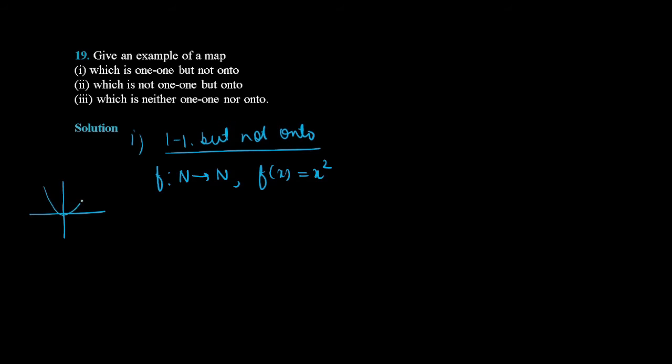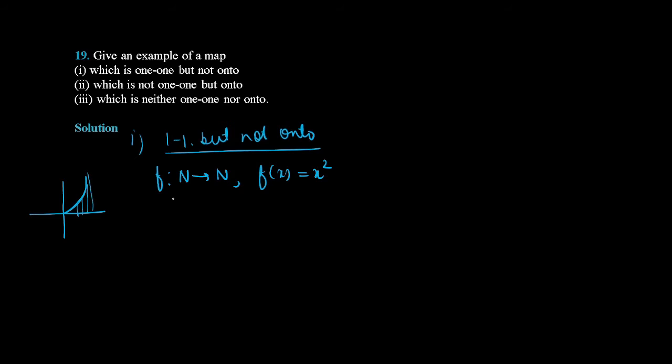So this is my x square function, right? Now I want these numbers from N to N. N to N means we can take only positive numbers. We cannot take negative numbers. Now first of all, is it a 1-1 function? 1-1 means every element of my domain should be mapped with only one element of the codomain. So yes, of course this is 1-1.